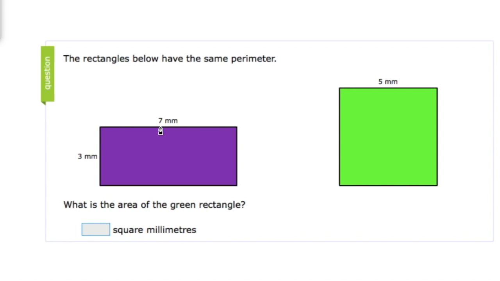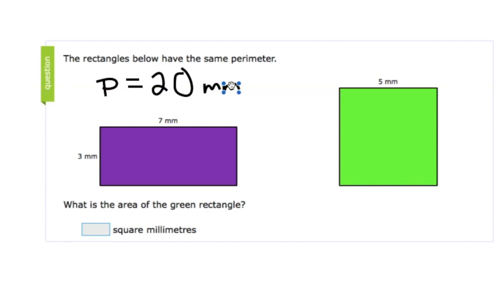Because this is a review, I won't be writing everything down. 7 plus 7, its equal side, is 14. Plus 3 and 3 is 6. 14 plus 6 gives us the perimeter of 20. Okay, so we're starting off with our perimeter of 20. And 5, 10, 15, 20 is going to give us the perimeter of 20 again. And we are measuring in millimeters.